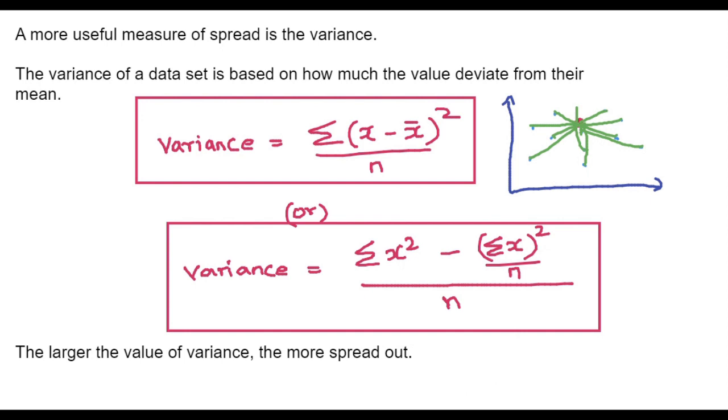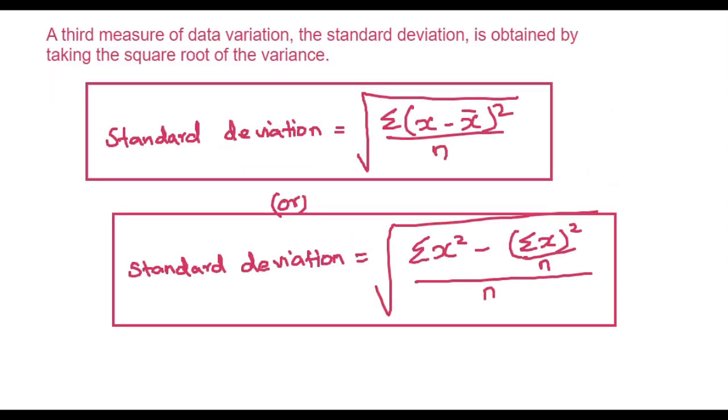The next measure is standard deviation. The standard deviation is obtained by taking the square root of the variance. The standard deviation is very useful because of the units. If the data set is measured in hours or dollars, the standard deviation is also in terms of hours and dollars, whereas variance is in hours square and dollar square. So standard deviation is the best measure of data variation.